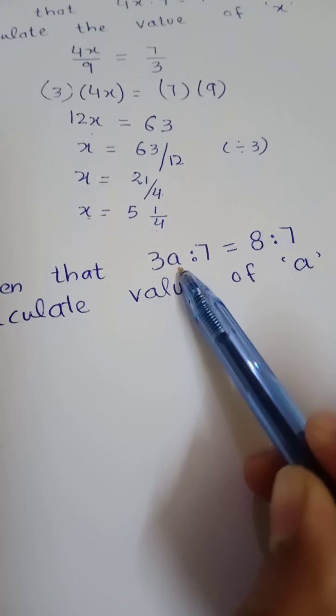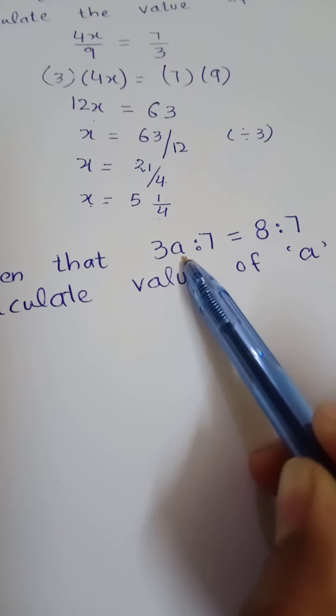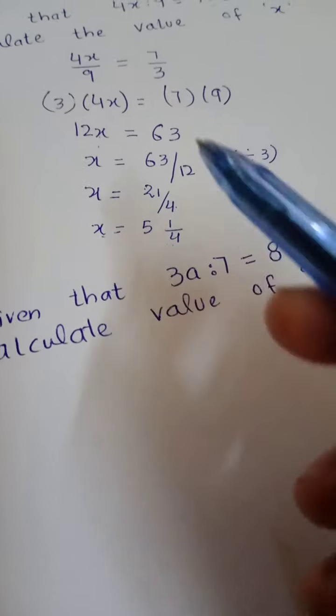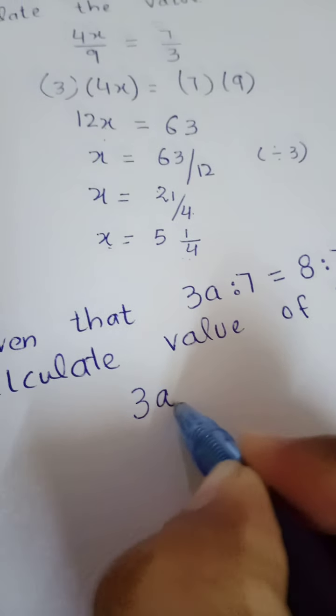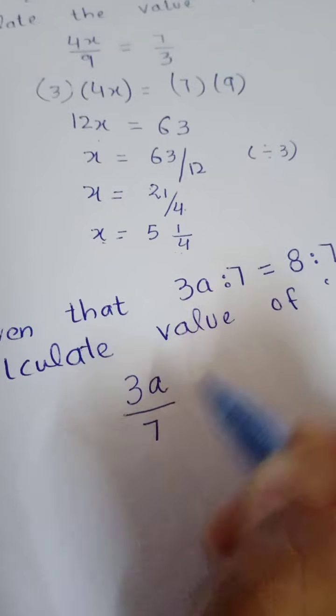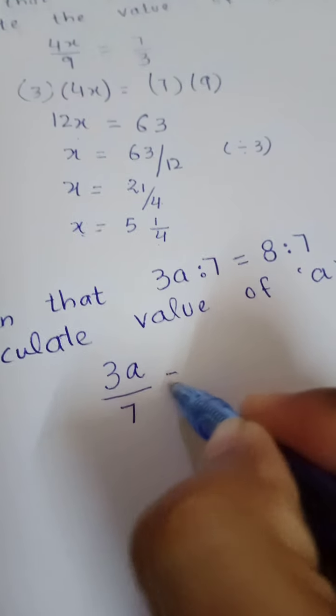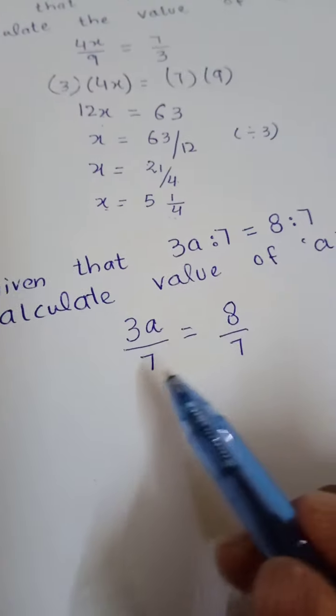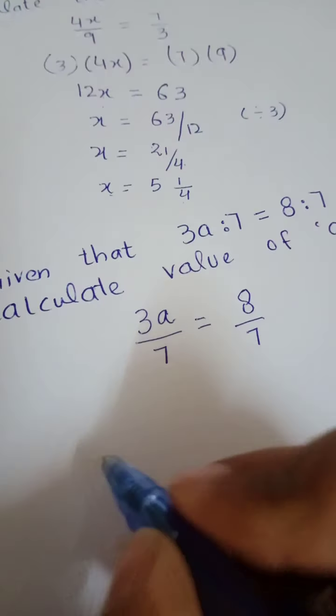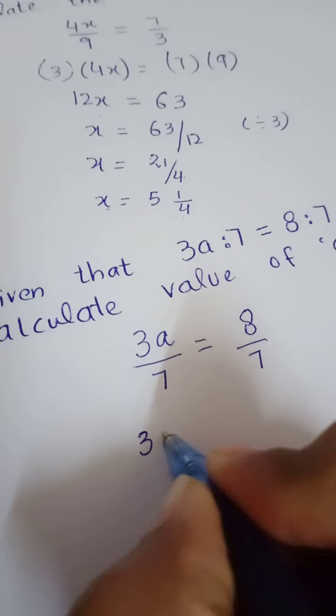A is unknown. You have to find out the value of a. For this, you will write your ratio in form of fraction. 3a ratio 7 means 3a by 7. Is it clear? Is equal to 8 ratio 7, meaning 8 by 7. Again, you have equality sign between the fractions, so you will do cross multiplication.